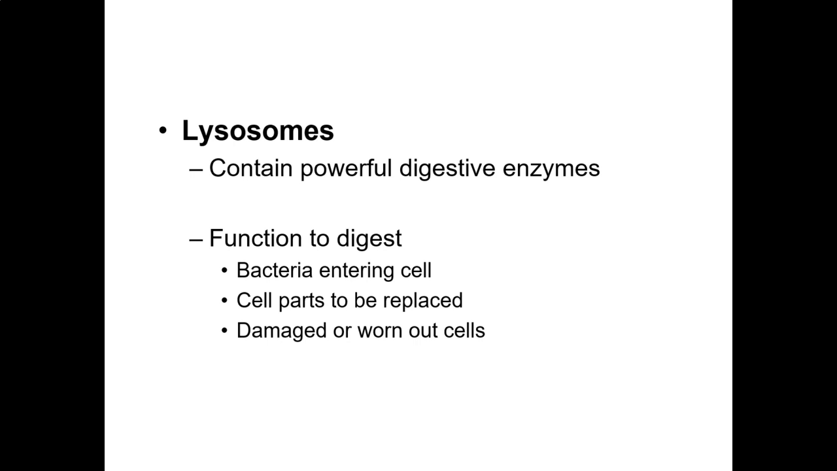Then we have something called lysosomes. These are little sac-like things that basically have lots of powerful digestive enzymes, and they help in digesting things. They can digest bacteria. They can kind of ingest cell parts that need to be replaced, or they can ingest damaged or worn out cells. They're kind of like little stomachs that are just processing and breaking down anything that your cell doesn't need anymore.